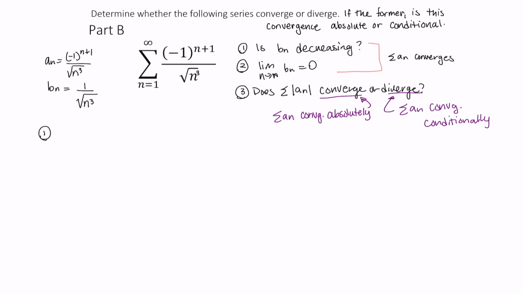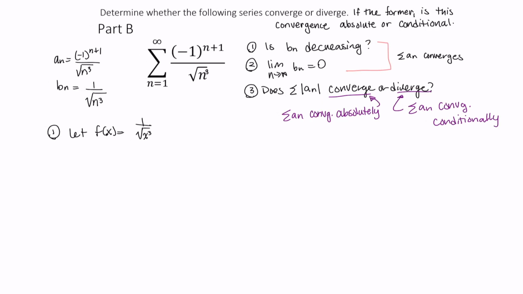For the first one, b sub n, I'm going to say let f of x equal 1 over the square root of x cubed. X is a real number. The only difference is these are integers. Otherwise, I'm not going to get into more details than that. So this can be rewritten as x to the negative 3 halves power. F prime of x is equal to negative 3 halves x to the negative 5 halves power. So that's negative 3 over 2 times the square root of x to the 5th. So long as our x is greater than 1, well, greater than 0 really, which implies greater than 1.